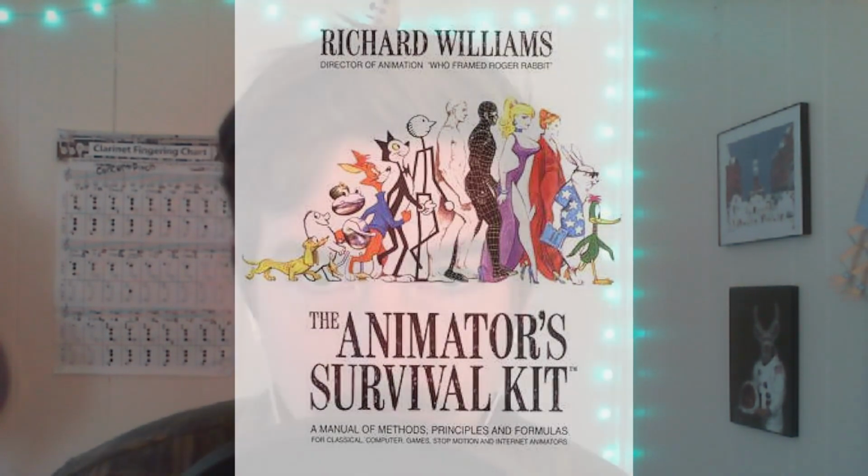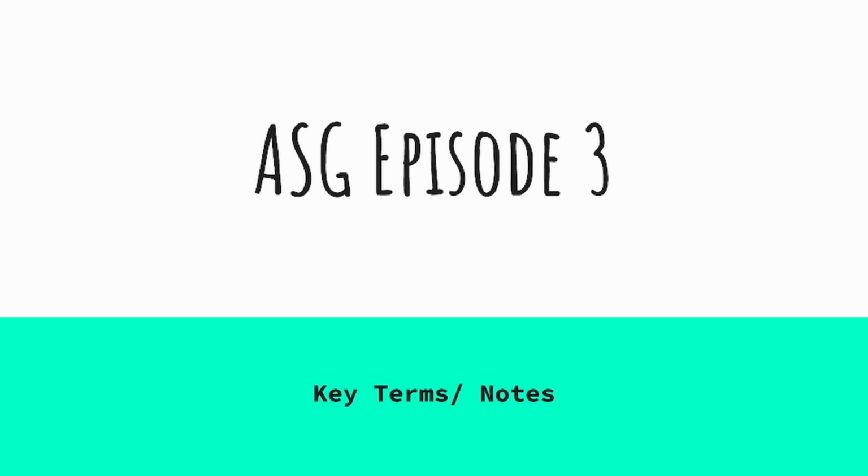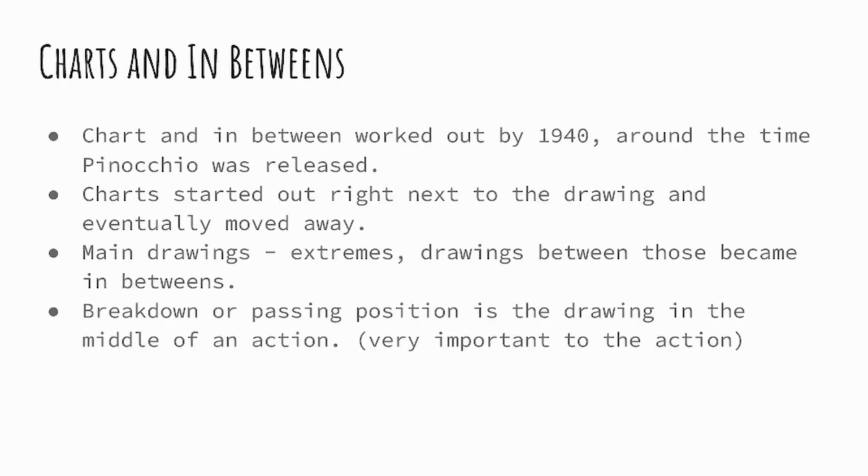This is episode 3. We're going to be discussing some key terms and notes from the text and animating a pendulum. I took a few notes that are worth getting into before we start the next couple exercises. The first major things in this section of the book are charts and in-betweens. The chart and the in-between were worked out by about 1940, around the time that Pinocchio was released.